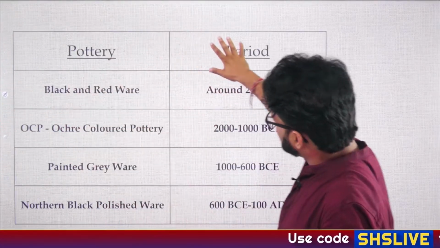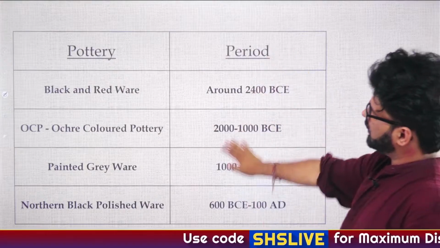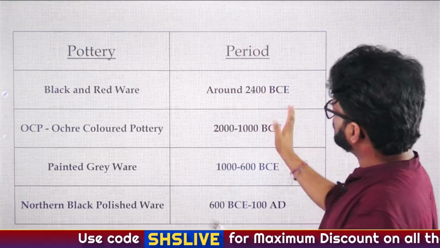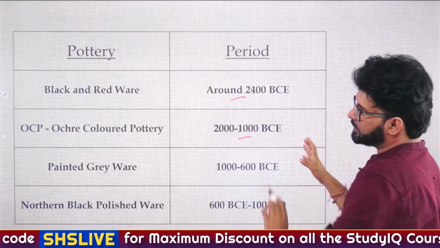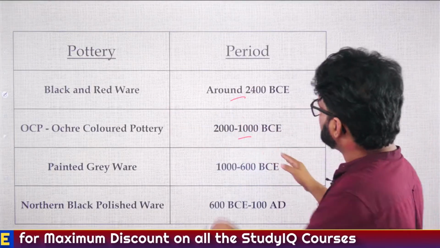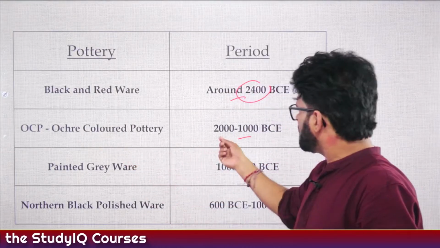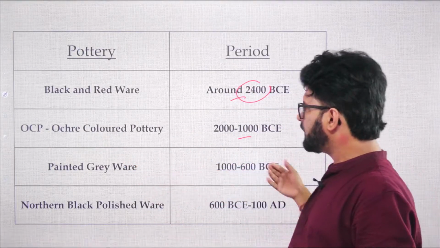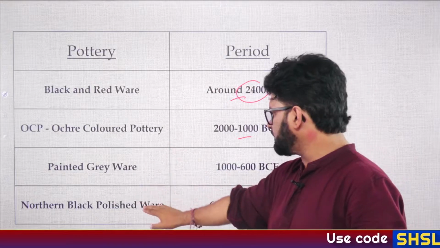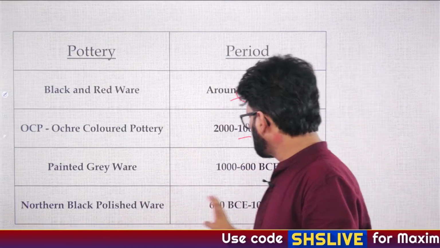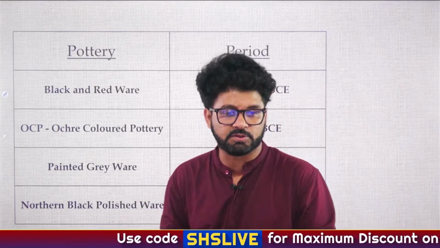And this was the thing which we have discussed when we were reading Chalcolithic period and IVC. This is a rough estimation. If you see this black and red ware, you will find it during the period of Indus Valley Civilization a lot. Ochre colored pottery, maybe few. Painted grey ware, not at all. During IVC, northern black polished ware, not at all. So remember these are important from exam perspective.